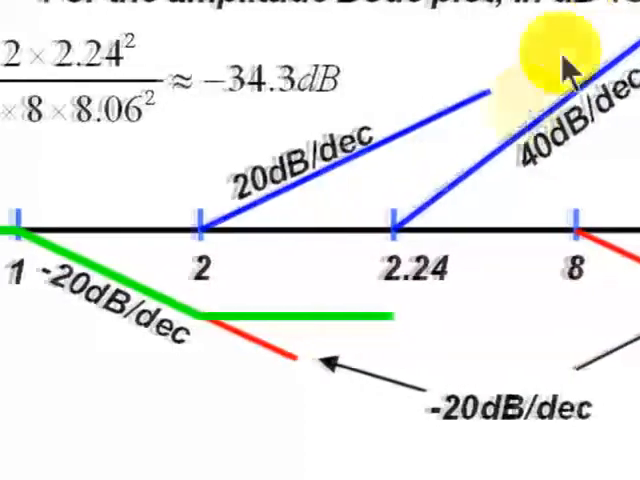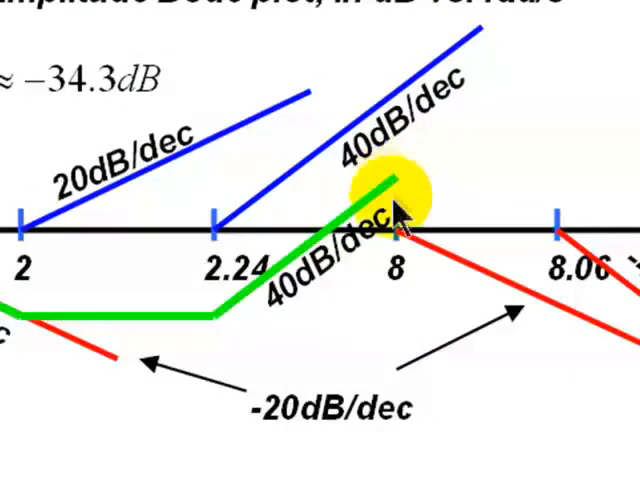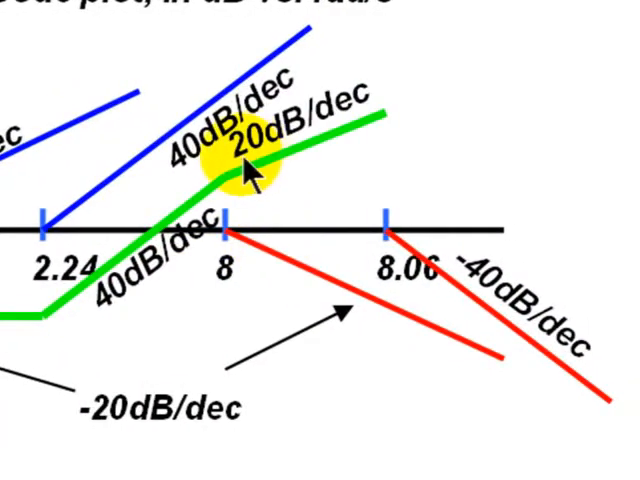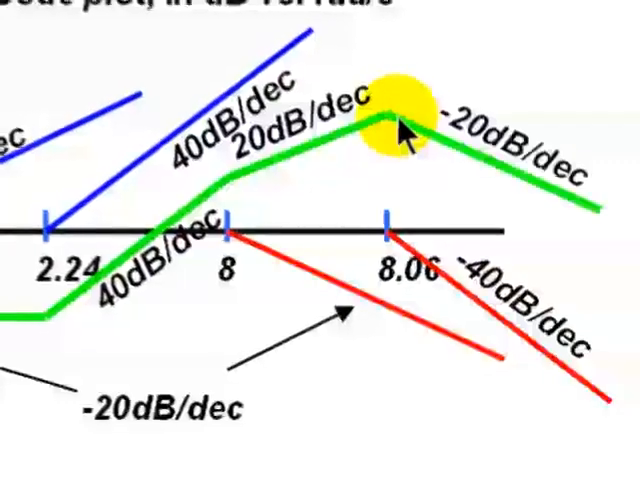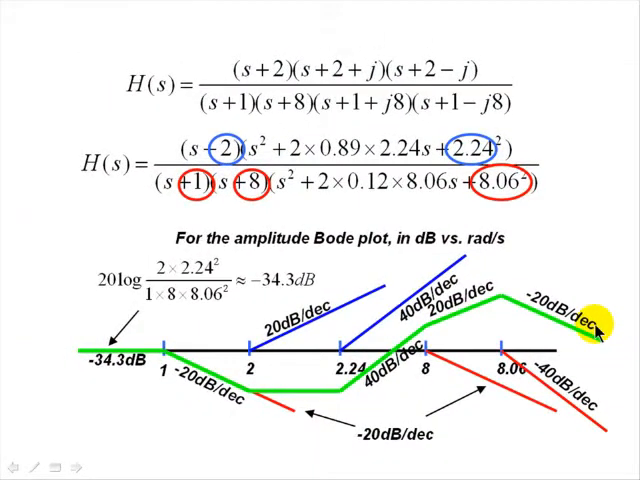where it takes off at a rate of plus 40 decibels per decade up to the knee at 8, that subdues the ascent down to only positive 20 decibels per decade. We continue until 8.06, where the negative slope contribution forces the total curve to turn downwards with negative 20 decibels per decade. And that is the amplitude Bode plot of our transfer function.